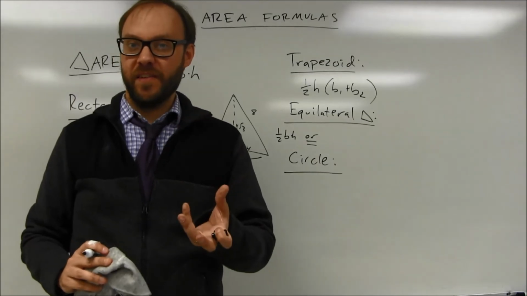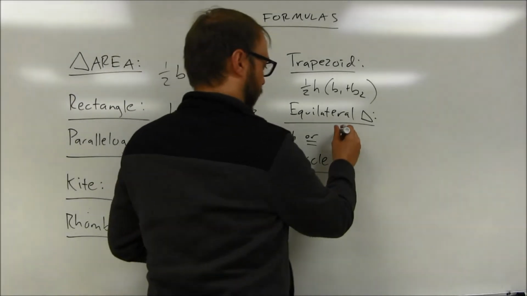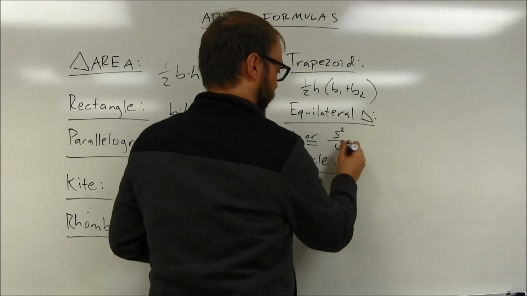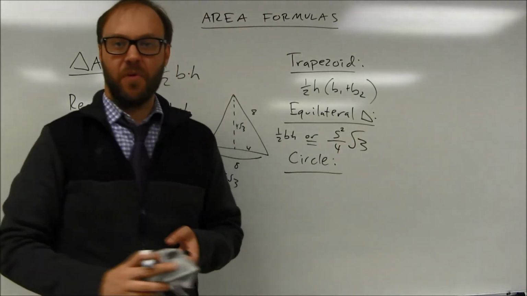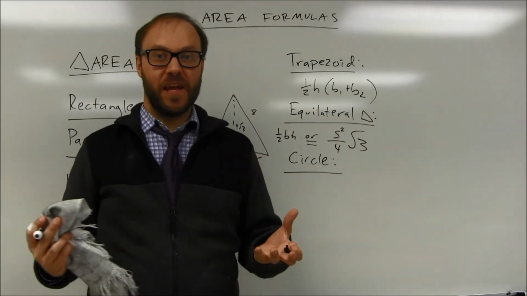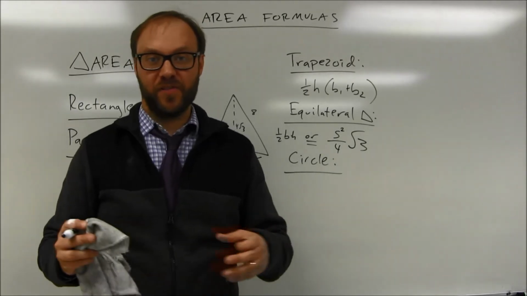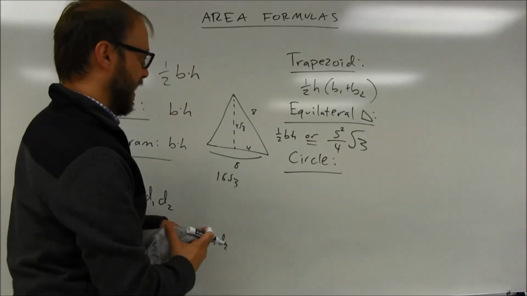There is a special formula. If you remember, I think we briefly developed it in class. It was one of the homework problems. You can take a side squared, divide it by 4, and multiply by radical 3. So especially for shapes that break up into equilateral triangles, for example, like hexagons, this can be kind of useful.